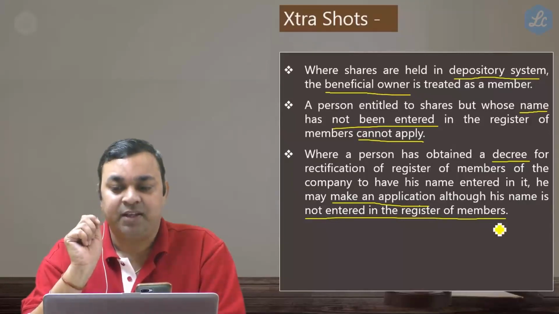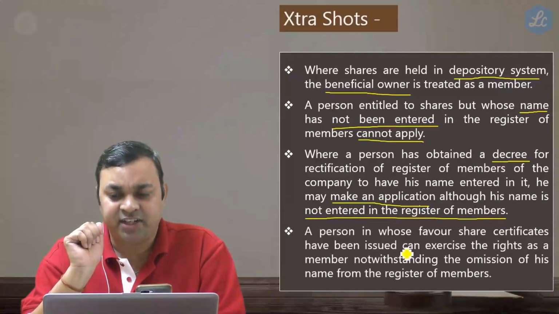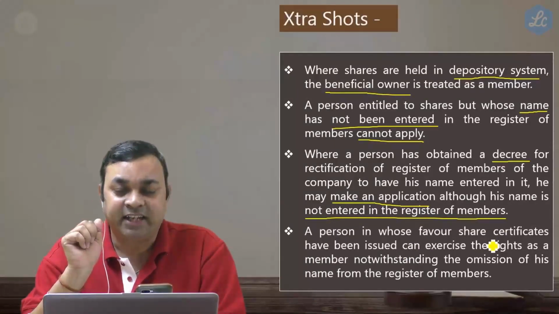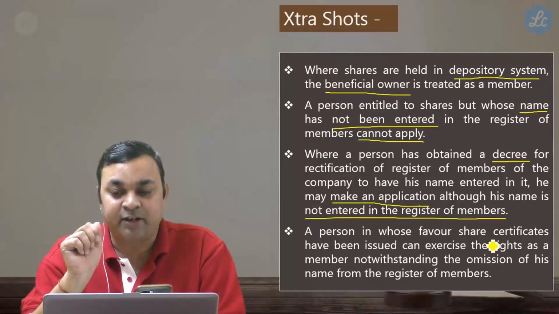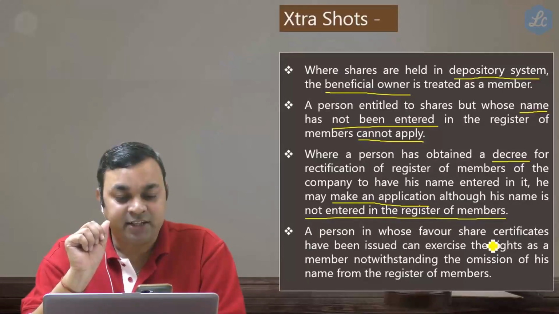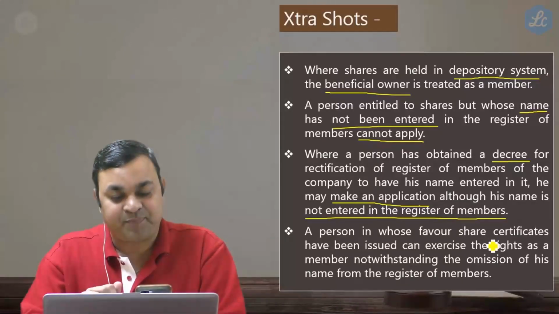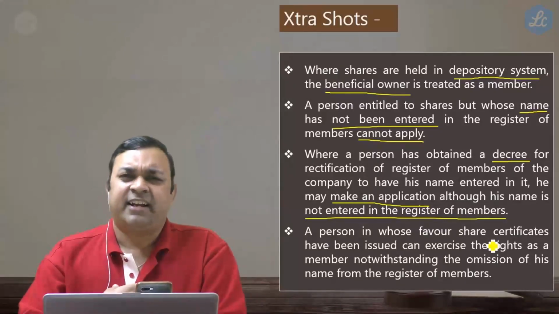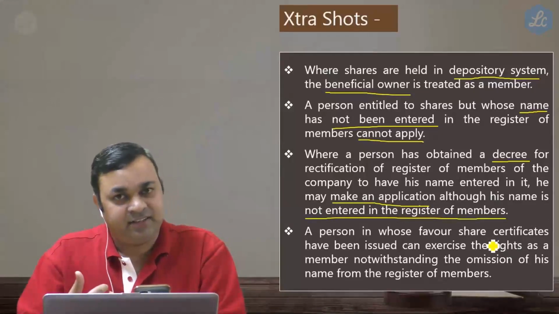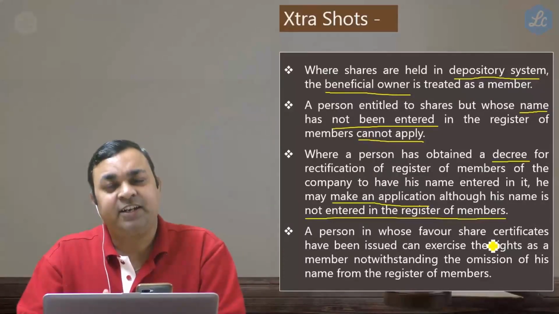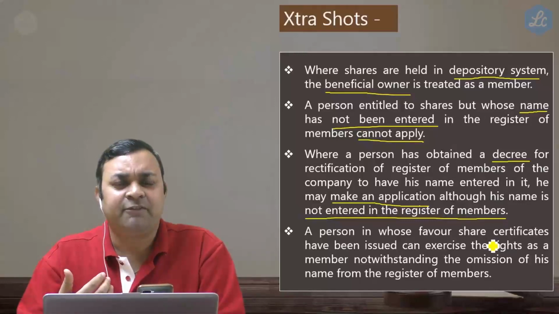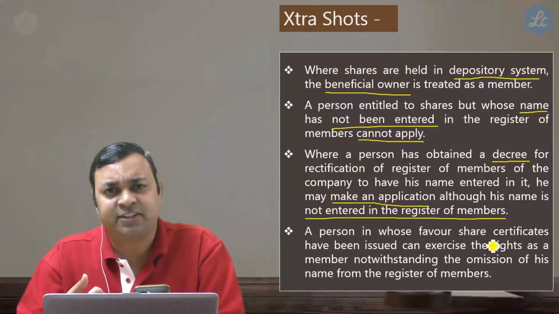Fourth point. A person in whose favor a share certificate has been issued can exercise the right as a member, notwithstanding the omission of his name from the register of members. For example, I transferred my shares to Mr. Z by today only, and by tomorrow we are going to apply for claiming relief under section 241.